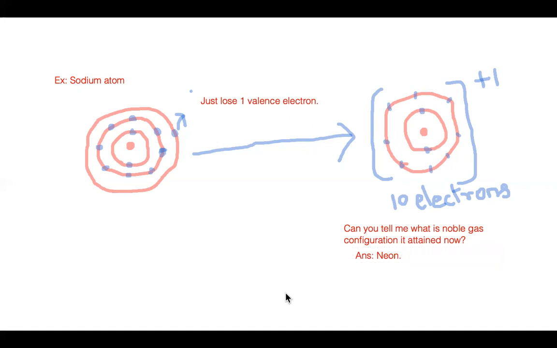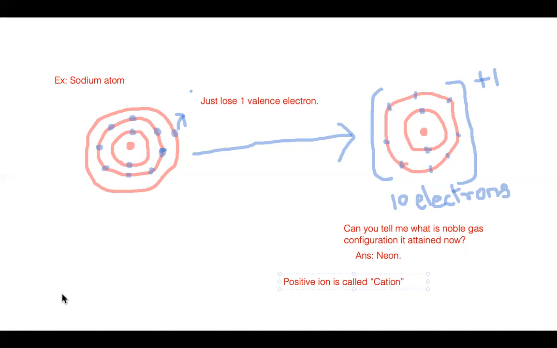Just I have a curious question. Do you remember the name for the positive ion? The positive ion is called what? Cats have paws. So positive ions are called cations.